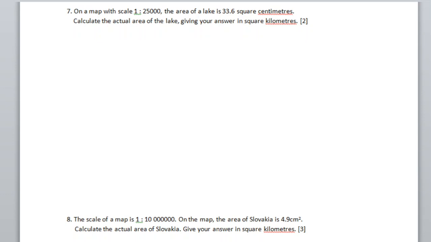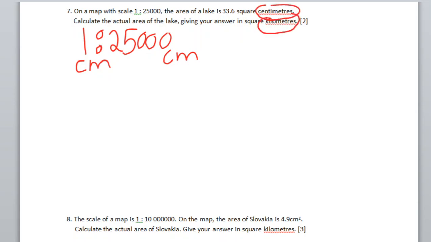So the ratio given to us is 1:25,000. Since units are not mentioned, they are the same. So 1 centimeter ratio 25,000 centimeters. We need to convert from centimeters to kilometers. So we need a scale that changes centimeters to kilometers. So 1 centimeter corresponds to, divide 25,000 centimeters by 100,000 to get kilometers. So we get 0.25 kilometers.